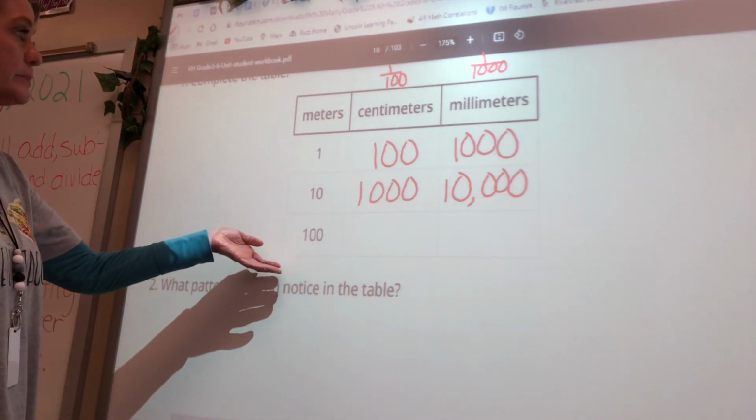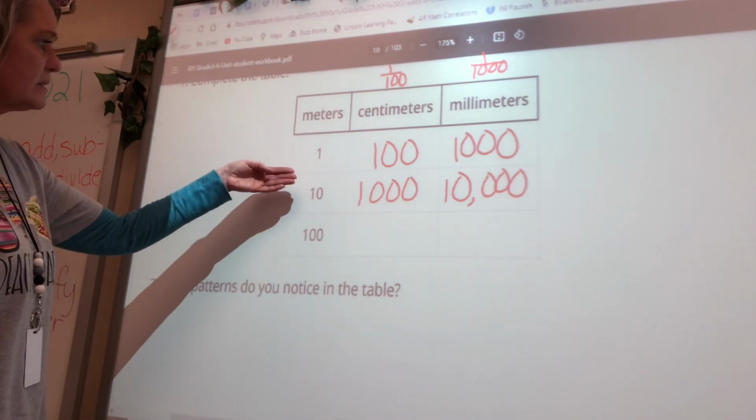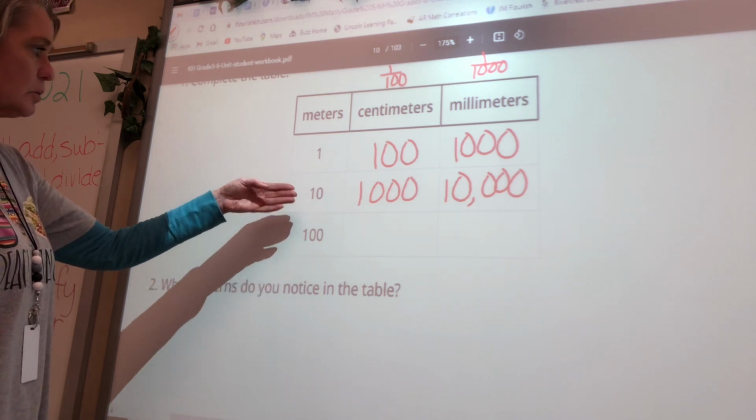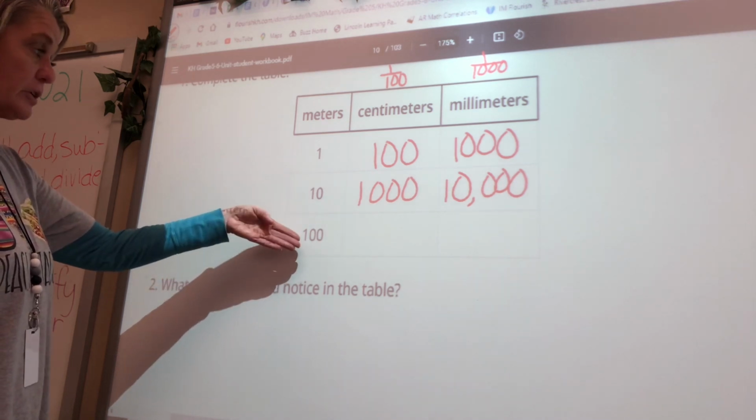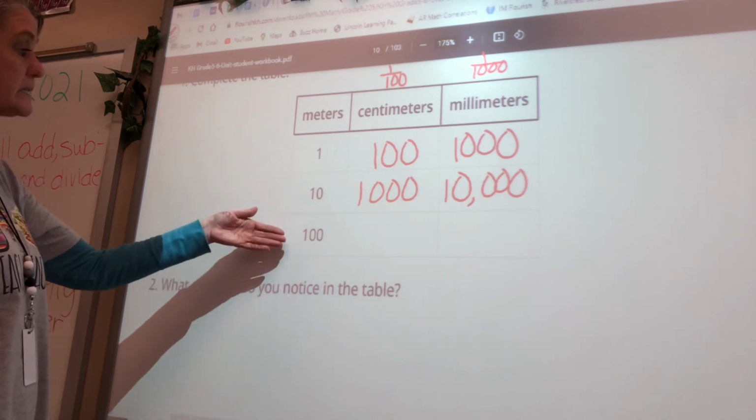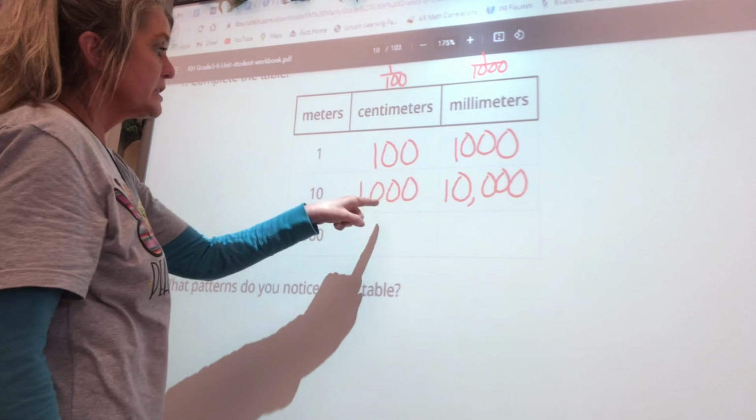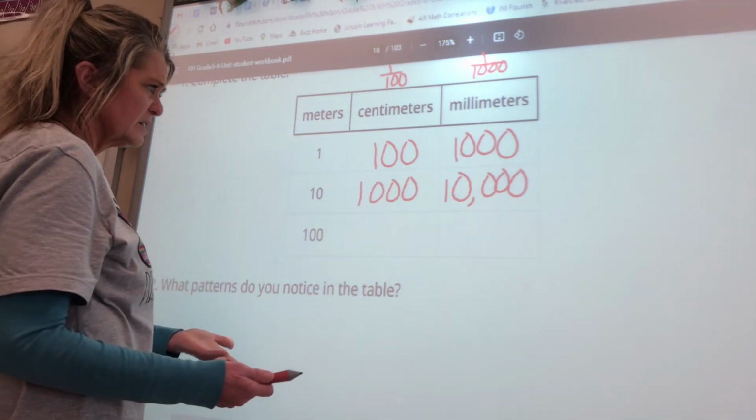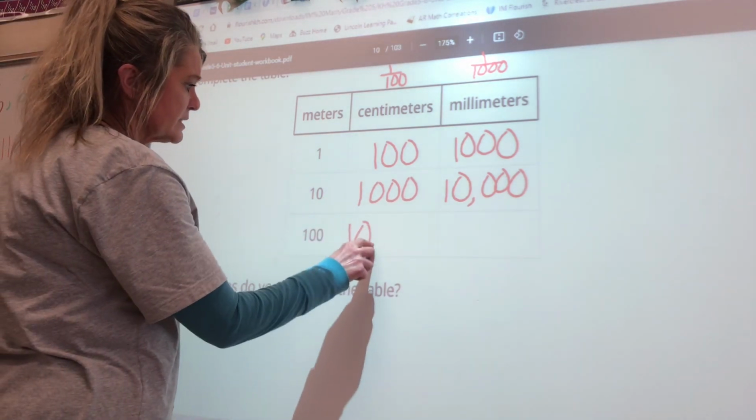Okay, and the next one. What if I had 100 meters? Well, isn't that 10 times 10? If I had 10 meters here, 100 is 10 times more than 10. So 10 times more than 1,000. Is 10 times more than 1,000 10,000? Yeah.